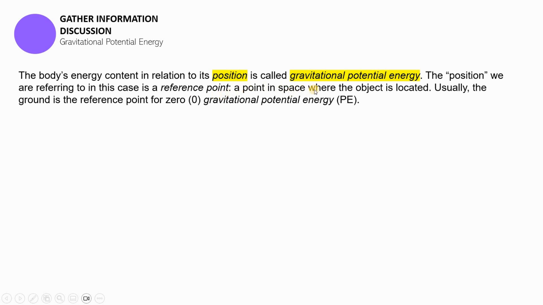Now, this reference point is a point in space where the object that has that gravitational potential energy is located. Usually, the ground is the reference point for zero gravitational potential energy. So, when the object is put on the ground, that is the lowest point at which it can go, and the gravitational potential energy could be equated to zero at that point. Now, gravitational potential energy is something we can solve for. We can actually compute how high the gravitational potential energy of objects is.